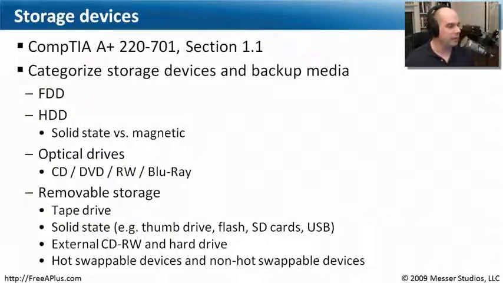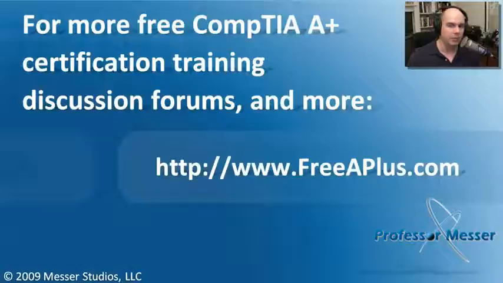So that covers what we needed to know for our 220-701 requirements in section 1.1, where we need to categorize storage devices and backup media. We went through floppy drives. We learned about hard drive types, our optical drives, and finally, our removable storage.